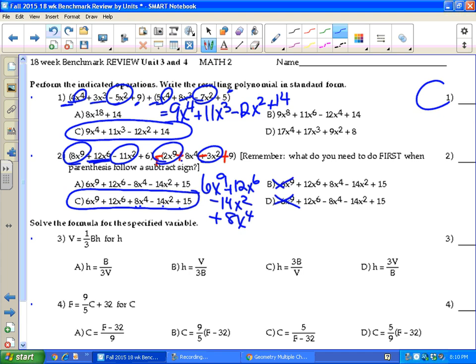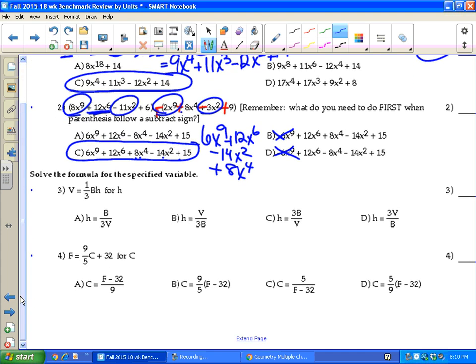All right, the plus 8 to x to the 4th is the deciding factor on that one. All right, solve. I want to solve for h. So I want to get everything else away. So the first thing I'm going to do is think about dividing out the b. So I'm going to have v divided by b is equal to 1/3 h.